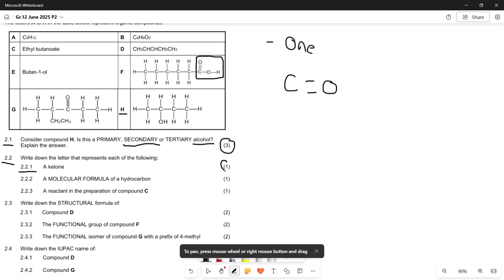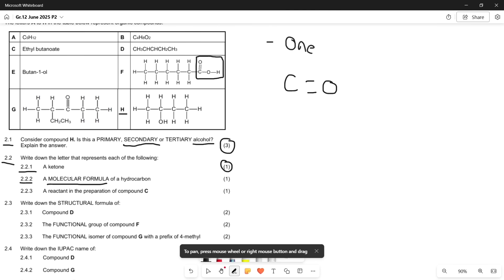So that just earned us 1 mark over there. And then 2.2.2 says a molecular formula. So a molecular formula of a hydrocarbon. So off the bat, we can rule out G and H because we've already identified them, and we know they aren't hydrocarbons by themselves, just having C's and H's.